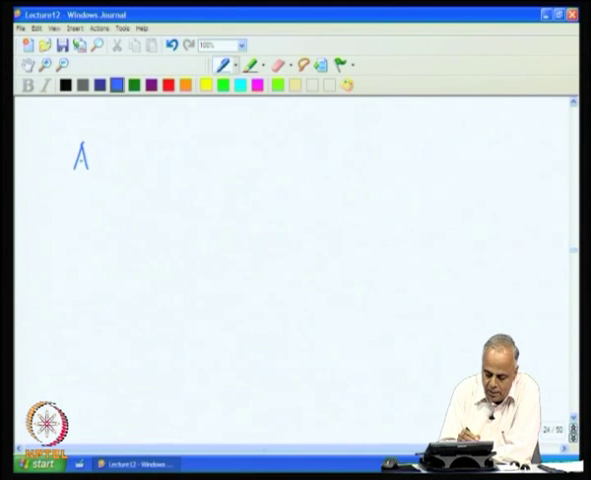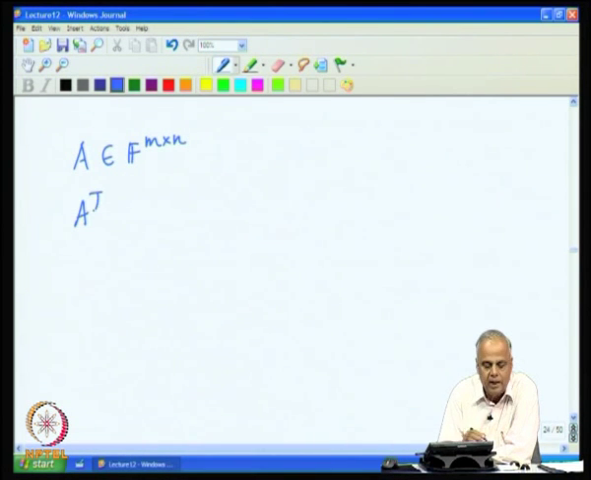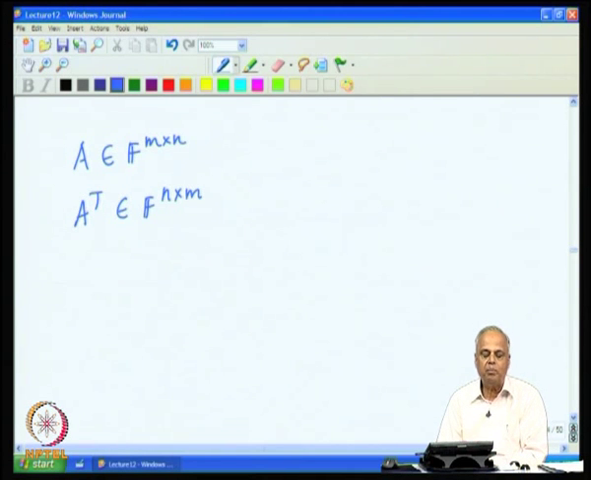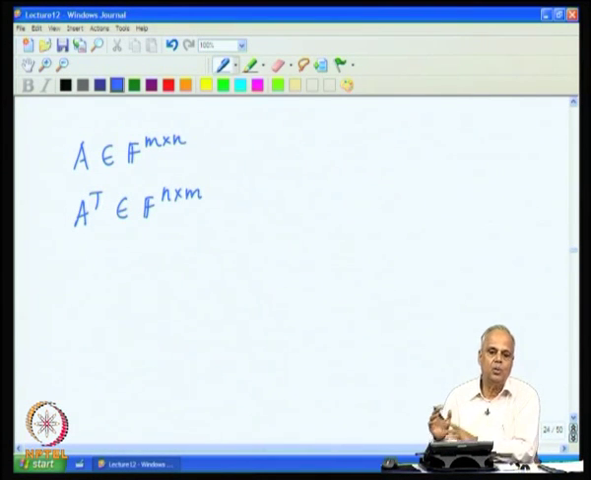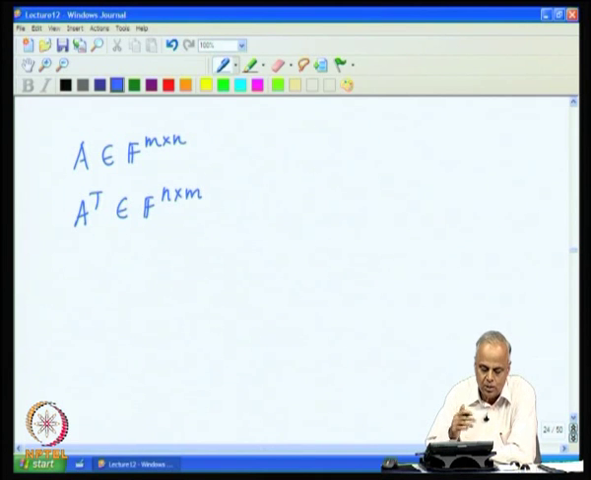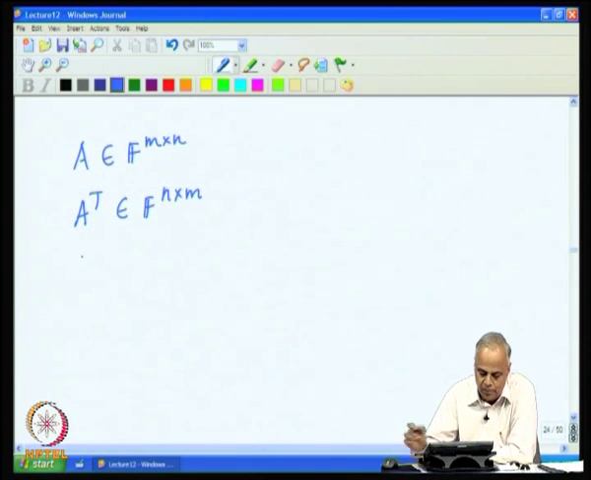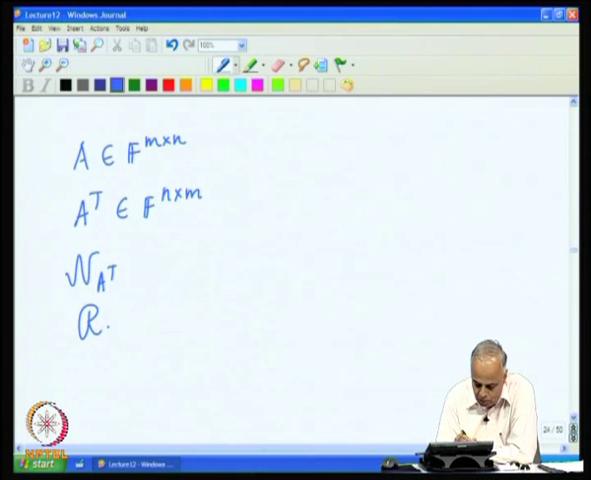Now, given the matrix A, we look at the matrix A transpose, which is in Fn×m. The A transpose, you may recall, is the matrix obtained from A by writing the rows as columns and the columns as the rows. So, the ith row of A transpose is simply the ith column of A written as a row. So, we can talk about the null space of A transpose, the range of A transpose, and the column space of A transpose.